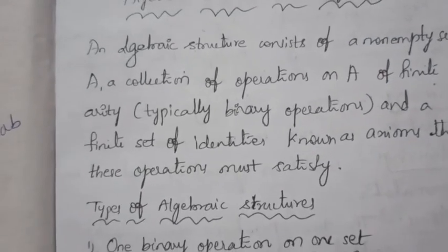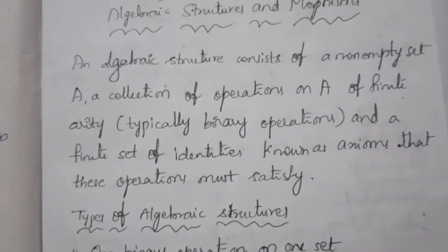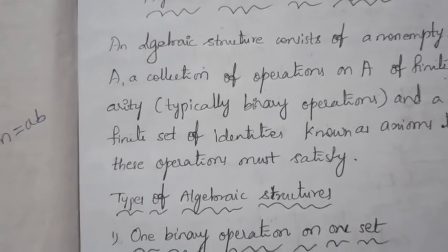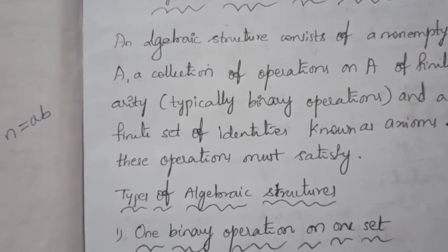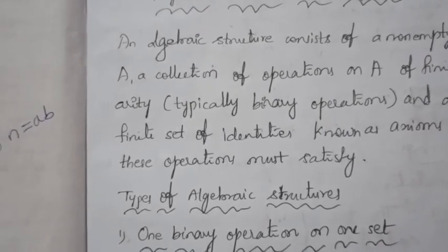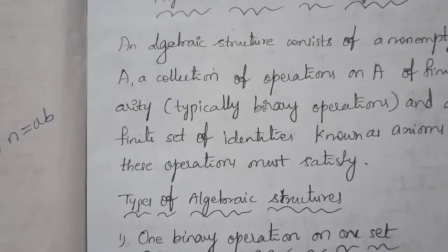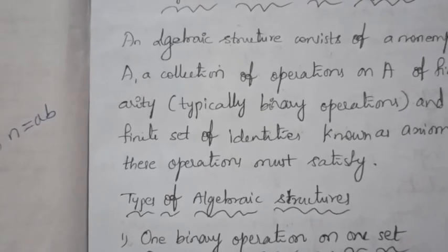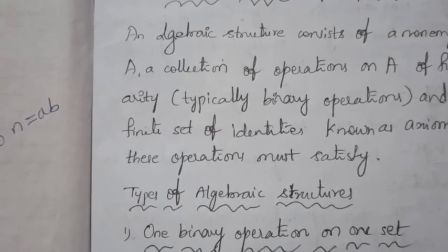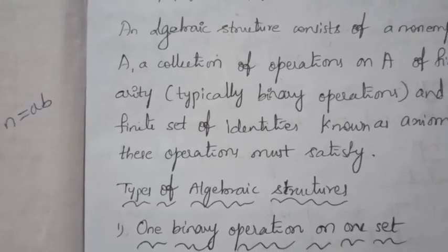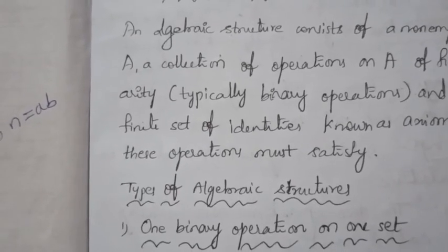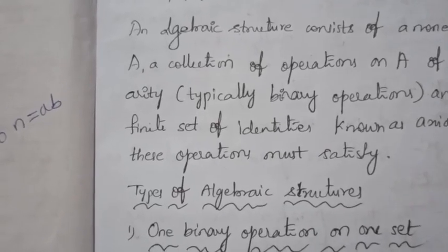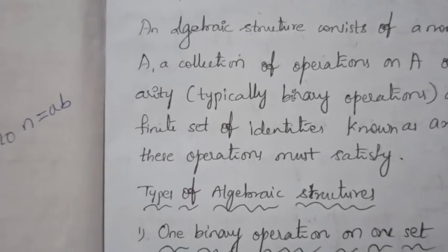That means an algebraic structure consists of a non-empty set, a collection of operations of finite arity, meaning binary. Typically, most probably, binary operation only we can use, and a finite set of identities. Finite set of identities are axioms. These are the rules we have to take on that particular thing. So this is the definition of algebraic structure.